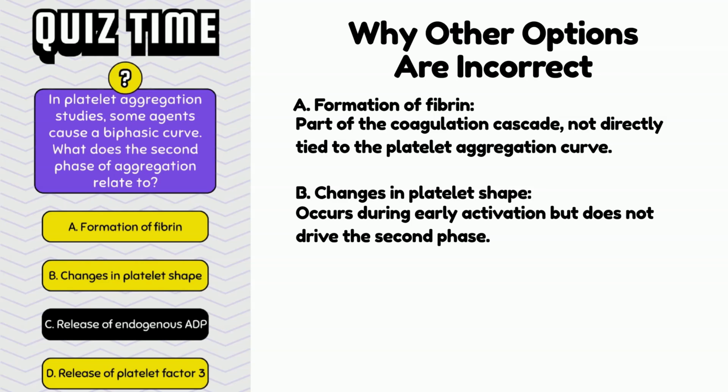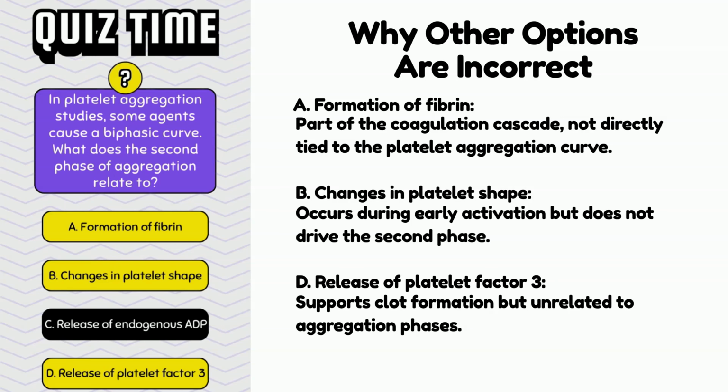D. Release of platelet factor 3. Platelet factor 3 refers to phospholipid surface exposed on activated platelets that is essential for the activation of clotting factors, particularly in the coagulation cascade. It is important for clot formation, but is not directly associated with the second phase of platelet aggregation. Conclusion. The second phase of platelet aggregation is primarily associated with the release of endogenous ADP, which further activates nearby platelets and promotes continuous aggregation, leading to formation of a stable platelet plug.